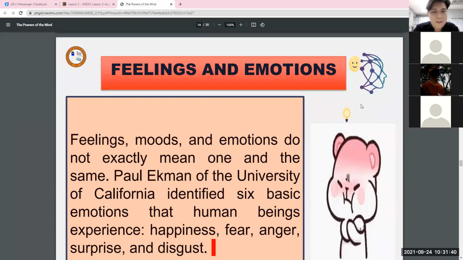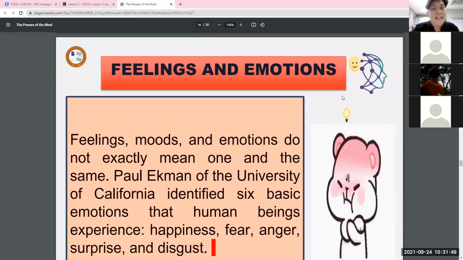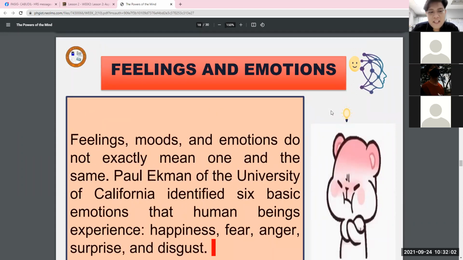Okay, then we have the feelings and emotions. Another thing that we need to develop also is the feelings. Okay, ano ba ang feelings and emotion? Feelings kasi is the moods and the emotion, it does not exactly mean one. Feelings is at the moment. Okay, ngayon masaya ka, but it doesn't describe your emotion.